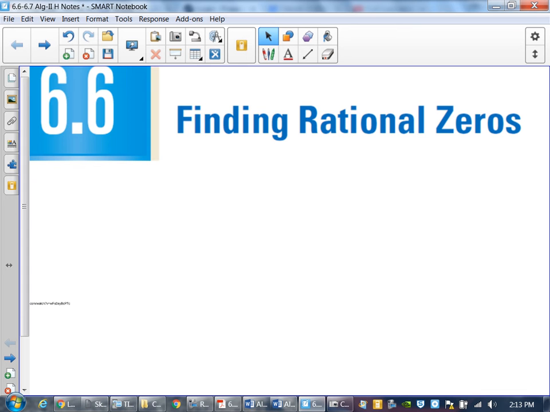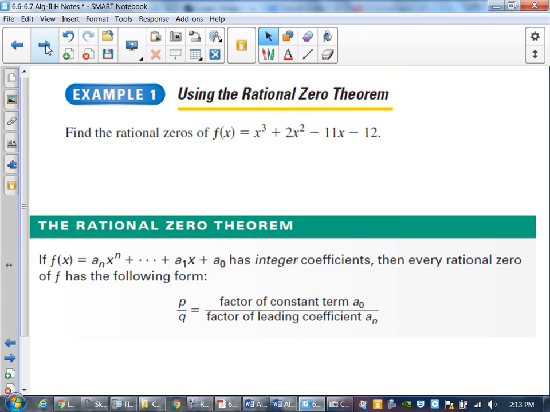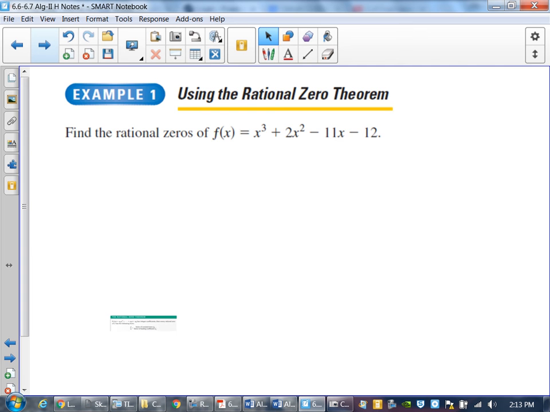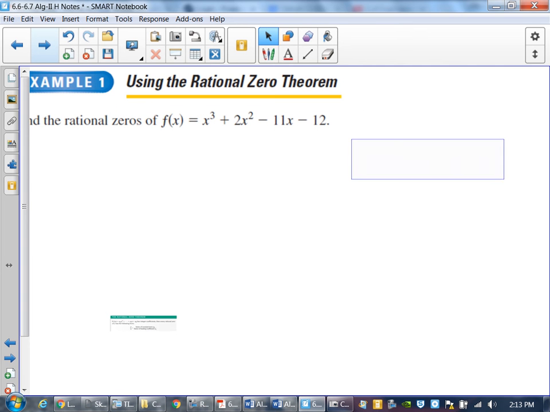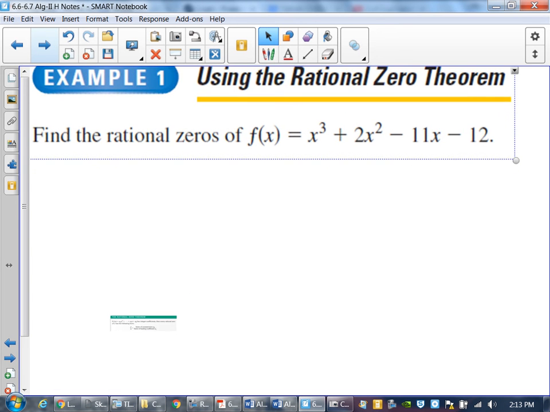Well, you have to be able to use what's called the rational zero theorem, which is a whole bunch of blah, blah, blah for the following. If I have the following polynomial, x cubed plus 2x squared minus 11x minus 12, and I want to find all the rational zeros, that basically means I'm not finding anything that's imaginary.